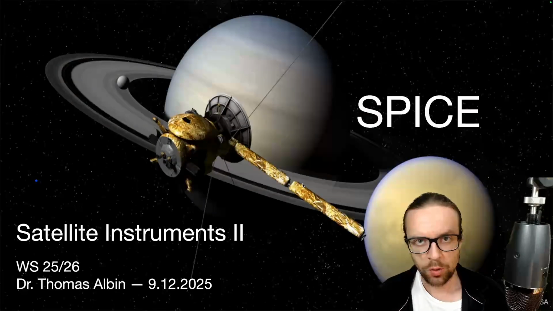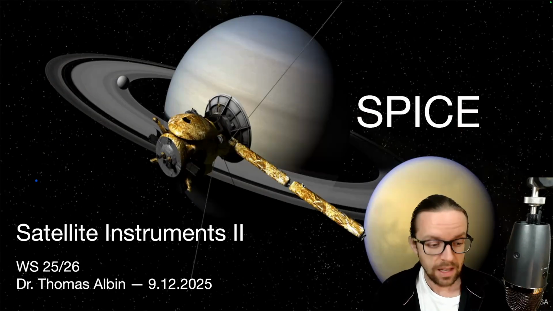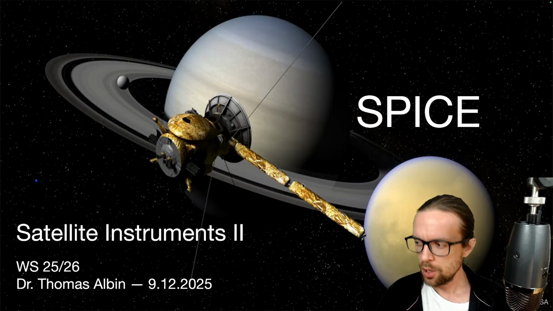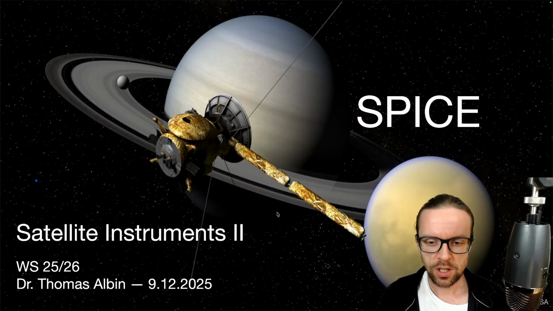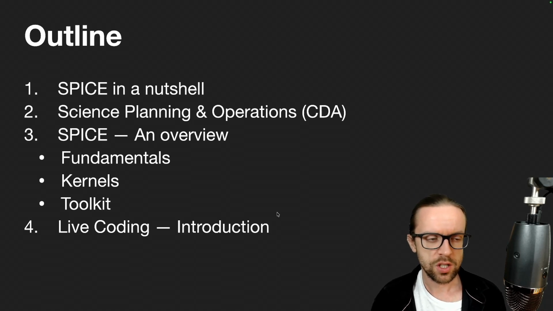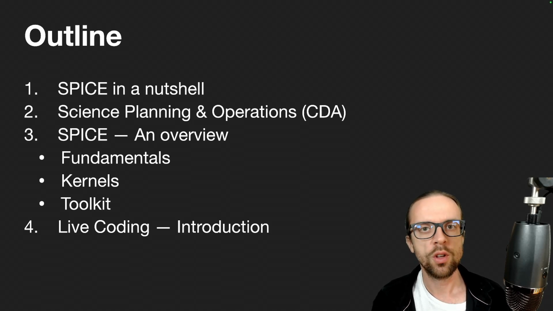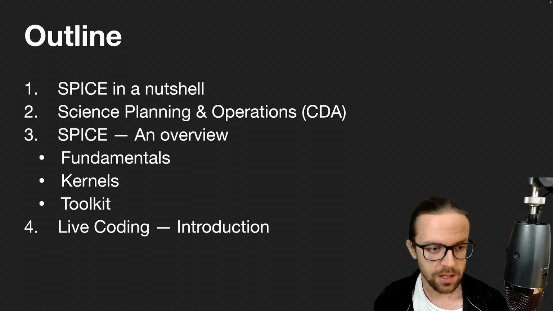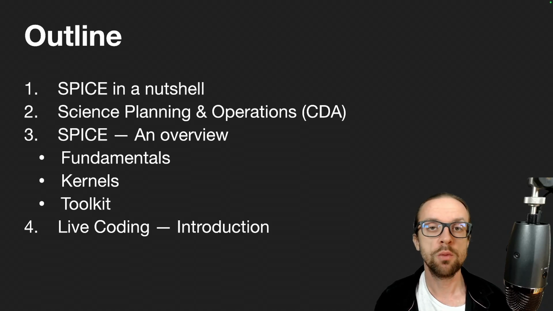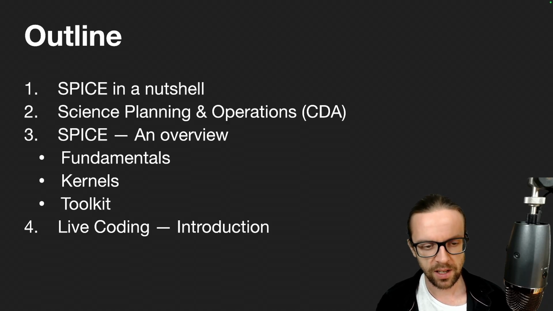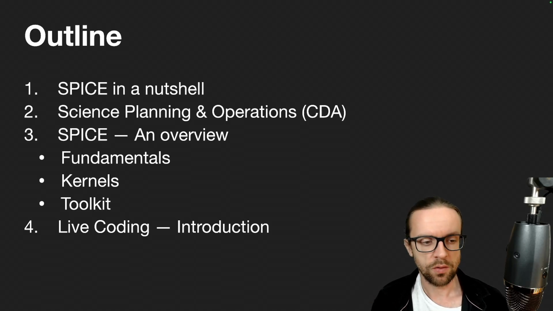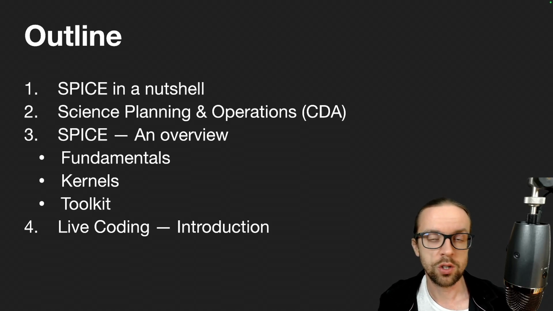Welcome to this short lecture. Today, as I already mentioned, we are going to talk about the NASA SPICE toolkit. The outline of today's presentation is that first we will get an understanding of SPICE in a nutshell, and the requirement: why do we need SPICE at all? Why has it been created? We will look at science planning and science operations, especially with an instrument built by the Cosmic Dust Group, namely the Cosmic Dust Analyzer, short CDA. Afterwards, we will cover the fundamentals of SPICE, the kernels, and the toolkit itself.